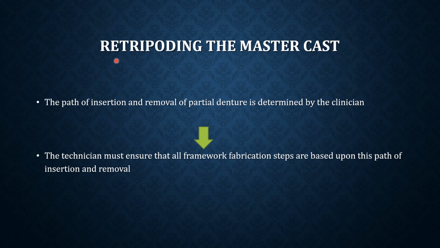Next is re-tripoding the master cast. Tripoding is three marks placed, one on the anterior and two on the posterior part of the palate for the maxilla, to reposition the cast back to the proper surface. I will show you this in surveying. We do tripoding and surveying, and now we are doing a re-tripoding. This is to ensure the path of insertion and removal of the partial denture determined by the clinician. The technician must ensure that all the framework fabrication steps are based upon this insertion.